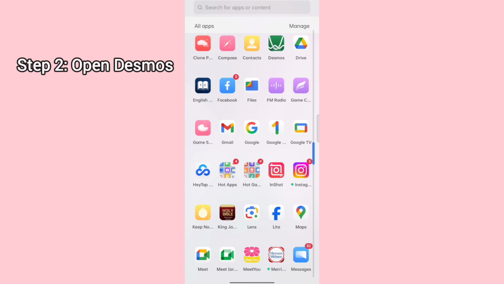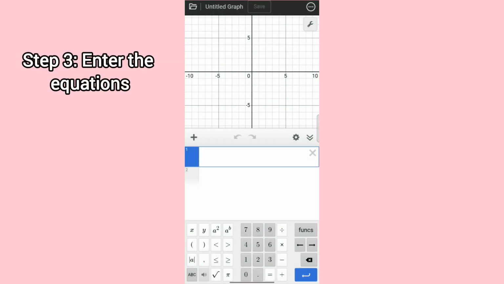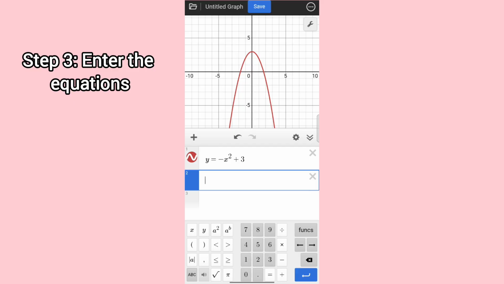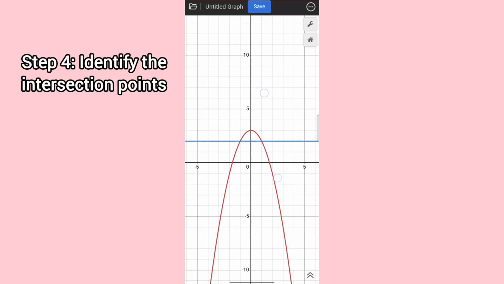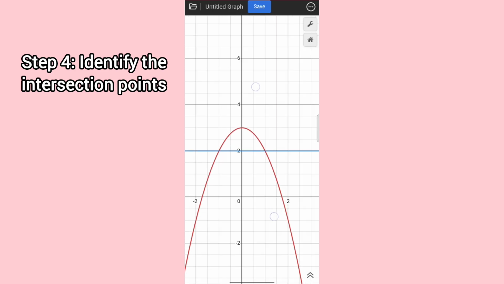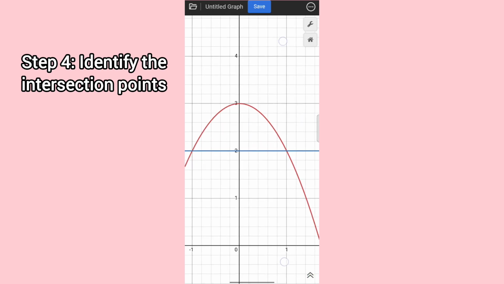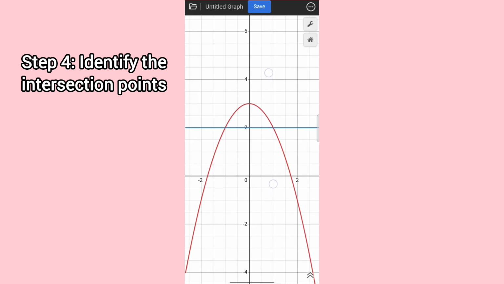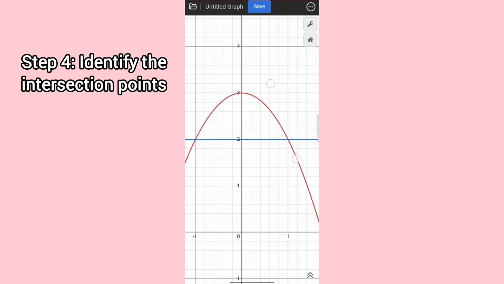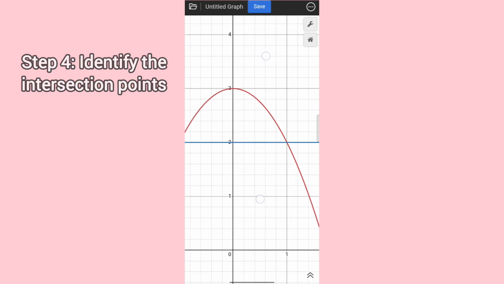Step number 2. Open Desmos. Step number 3. Enter the equations. In the Desmos input boxes, enter the following equations: y equals negative x squared plus 3, y equals 2. Step number 4. Identify the intersection points. Desmos will plot the two equations. Look for the points where the graphs intersect. The intersection points represent the solutions to the system of equations.